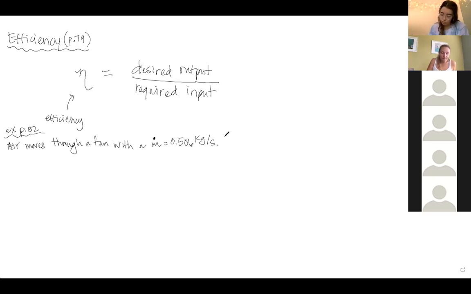The fan does 50 watts of work. Is this an energy unit or a power unit? 50 watts. Power, right. So it's joules per second. It's 50 joules per second of power.